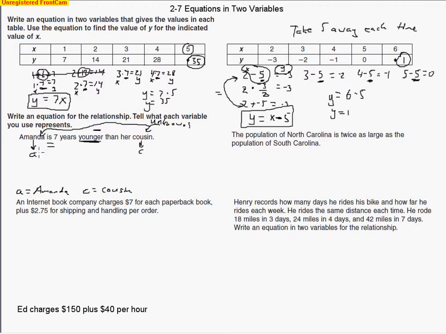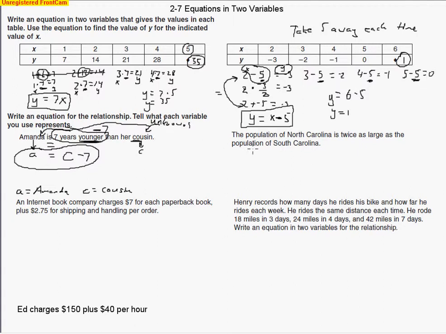Now I'm going to write an equation. So Amanda is, so as I said before, I'm going to write down A equals 7 years younger. So that means I'm going to take away 7. So let me write that part down there. So 7 years younger means minus 7. So I'm going to take away 7 from the cousin's age, C. So there it is. Amanda is 7 years younger than the cousin. So I have to have it this way, otherwise I'd end up with a negative number, because Amanda has to be older than 7 years unless Amanda was 0 years old.